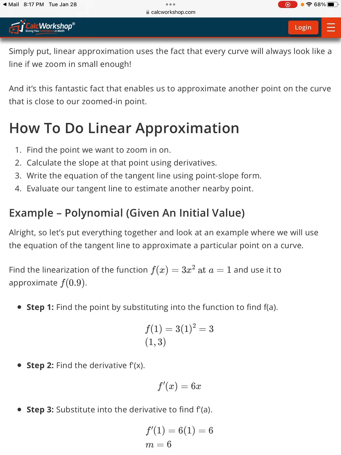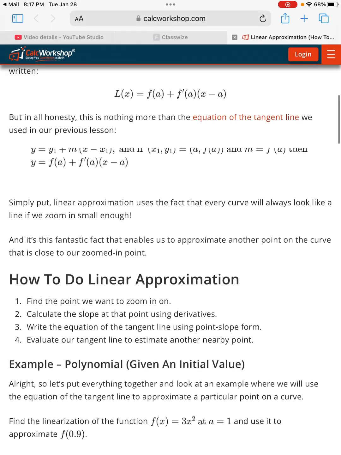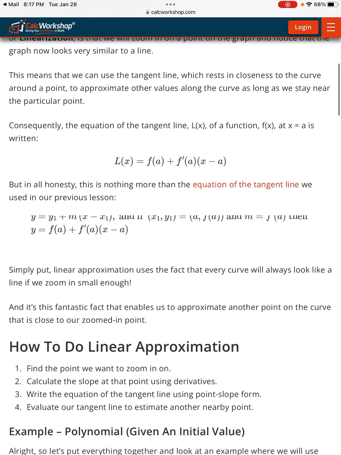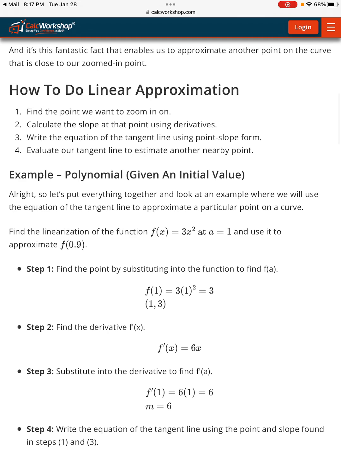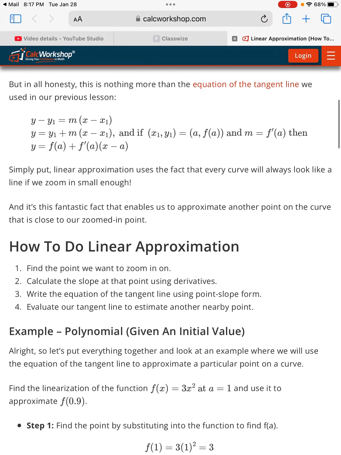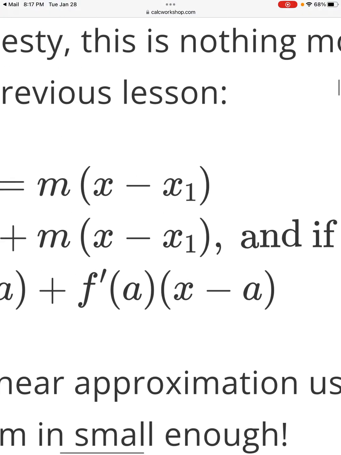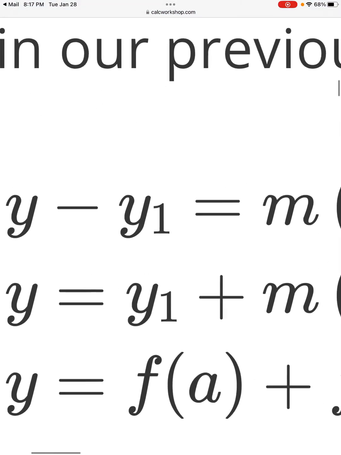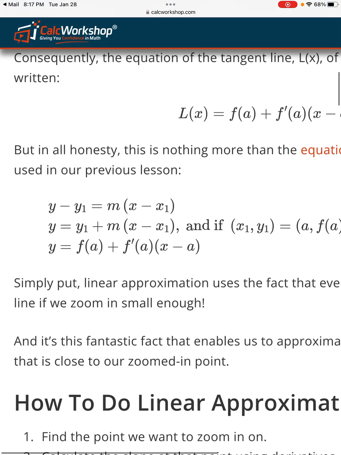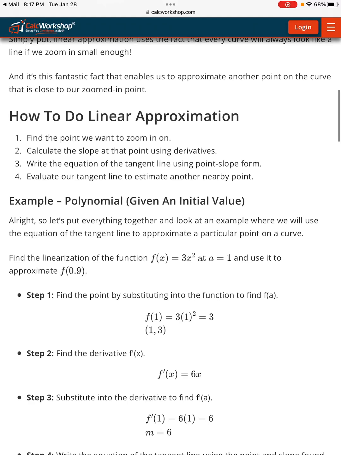Write the equation of the tangent line using the point slope form. Now that you have the slope, you have m. Here's the formula. You have m, right? And evaluate our tangent line to estimate another nearby point. Okay? So now you just need a point. You need this x, that x sub 1, that's the 4. The y, plug the x of 4 into your function, get your y, and it's not that hard.